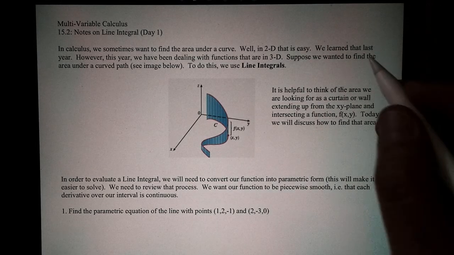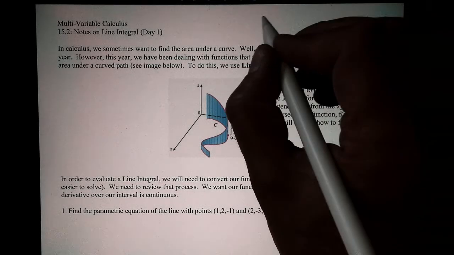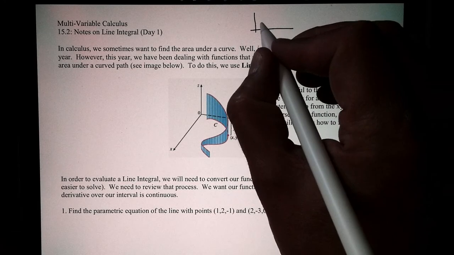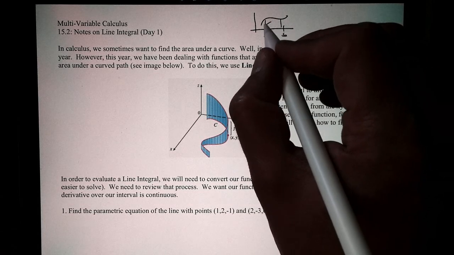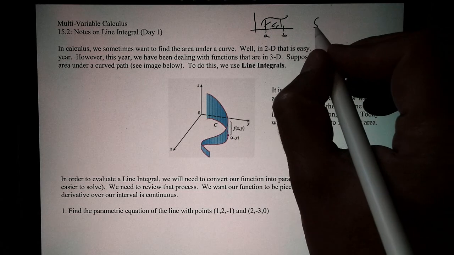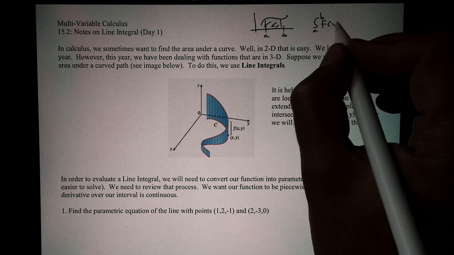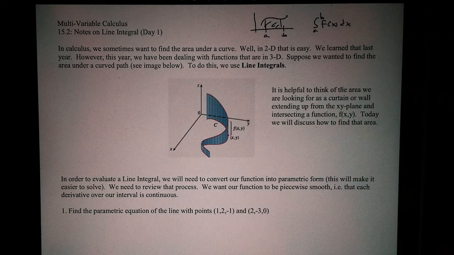Well, in 2 dimensions this is easy. Last year in calculus we talked about if I have a function and I want to find the area underneath that, I can just integrate from a to b, and that's going to give us f of x dx.